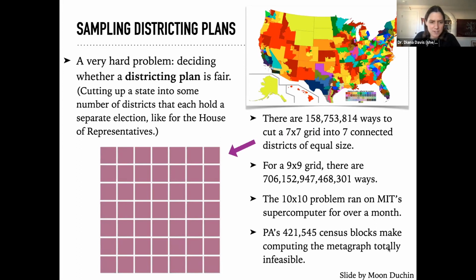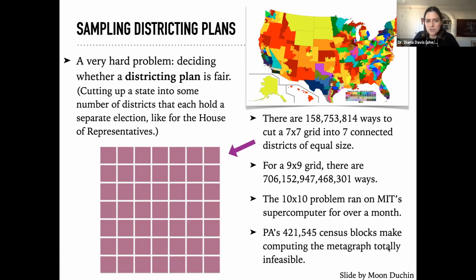So if you look at this toy example of the 7x7 grid, you can imagine this as a state, such as Colorado, which is a rectangle that's broken into 49 towns, or precincts, and you want to make it into 7 districts, each containing 7 precincts. Well, there's 158 million ways to do that. For 9x9, it's 706 trillion, and 10x10 is too big even for a supercomputer.